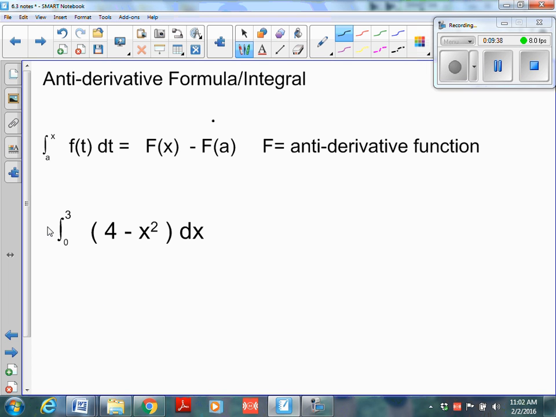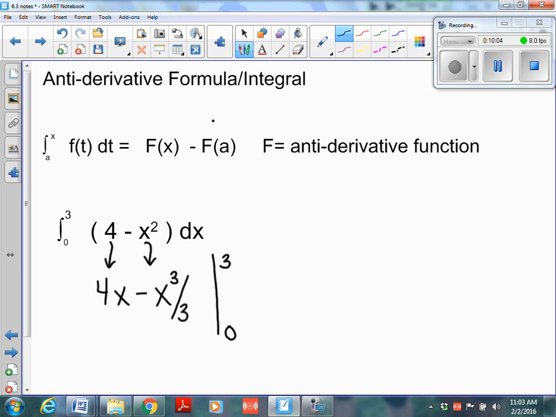Okay, the antiderivative formula, I've already talked about this on 6.2. I kind of got ahead of the game here. Basically, when you integrate the 4, which is 4x, you integrate the x squared, which is x cubed over 3, you added 1 divided by 3. Everybody knows how to do that. You make a straight line and you put 0 to 3.